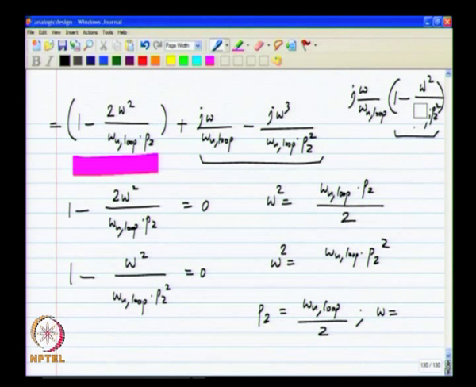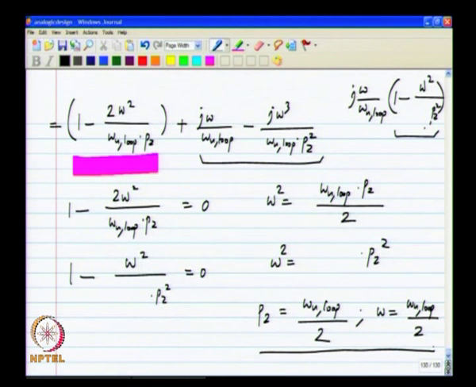Sorry, I made a mistake here. In the parenthesis I should have had only omega square by p 2 square. This is also omega square by p 2 square. So, omega square will be exactly equal to p 2 square. So, p 2 will be omega u loop divided by 2, and omega is also equal to omega u loop divided by 2. So, I made a slight mess in the algebra, but this is the final answer.